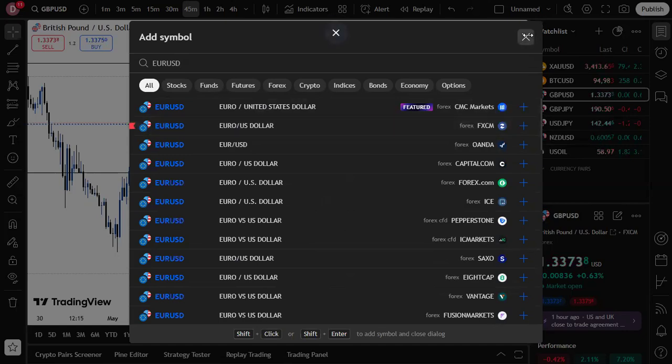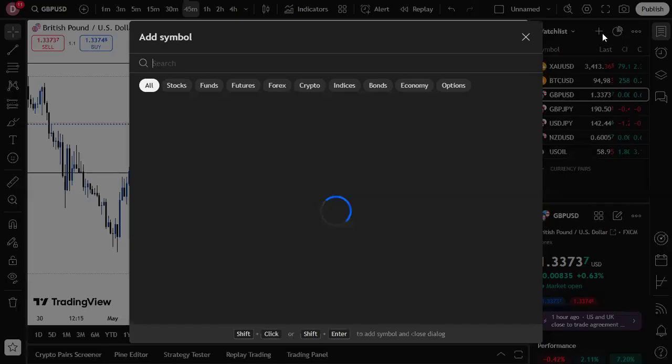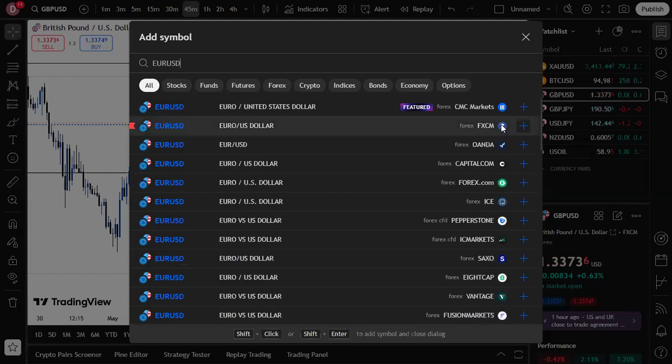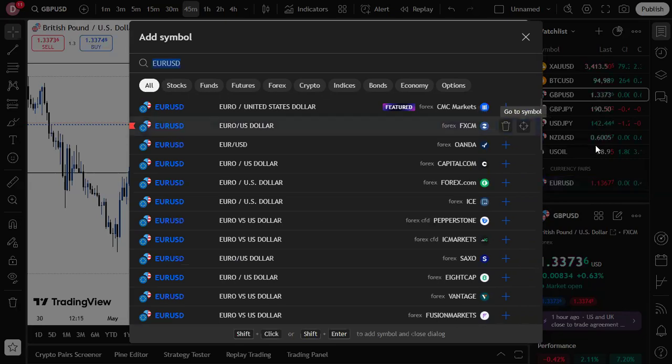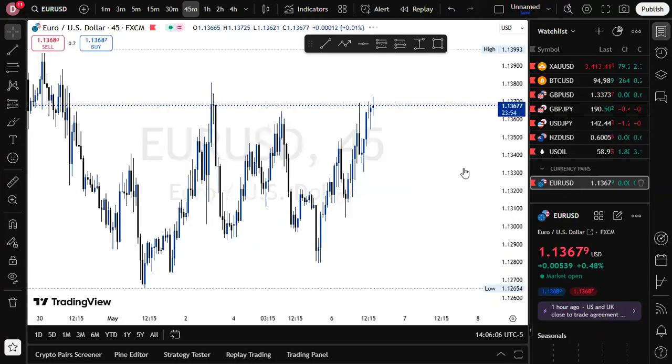So let me cancel it. If you look here, there's no USD here. So what you need to do is click on this plus sign and search for the currency pair. If you are trading USD, then click on this plus sign that says add to watch list. The moment you click on add to watch list, you can see our currency pair has shown here.